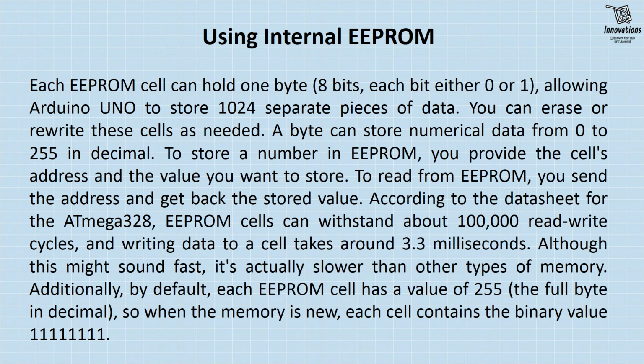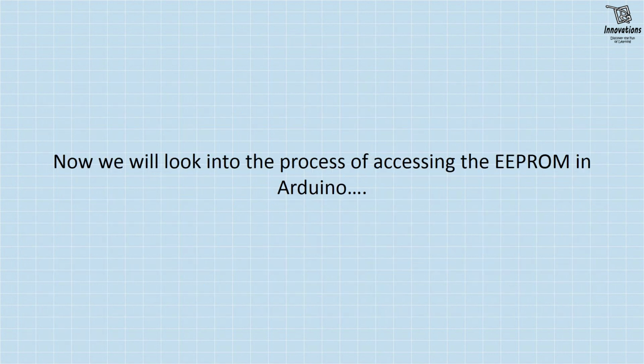According to the datasheet for the Atmega 328, EEPROM cells can withstand about 100,000 read-write cycles, and writing data to a cell takes around 3.3 milliseconds. Although this might sound fast, it's actually slower than other types of memory. Additionally, by default, each EEPROM cell has a value of 255 before we edit the value of the cell. So when the memory is new, each cell contains the binary value 11111111.